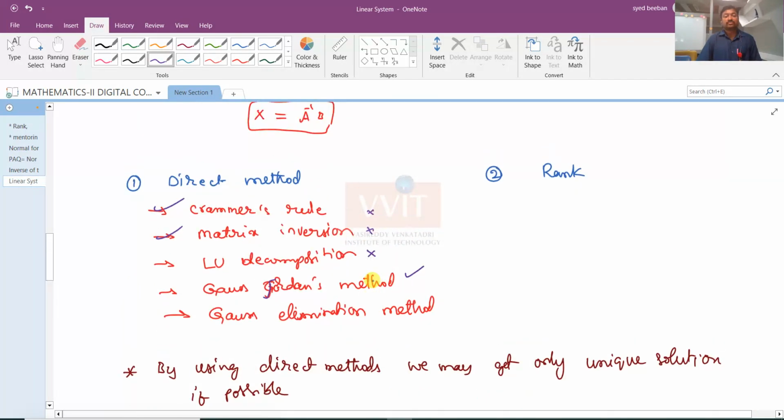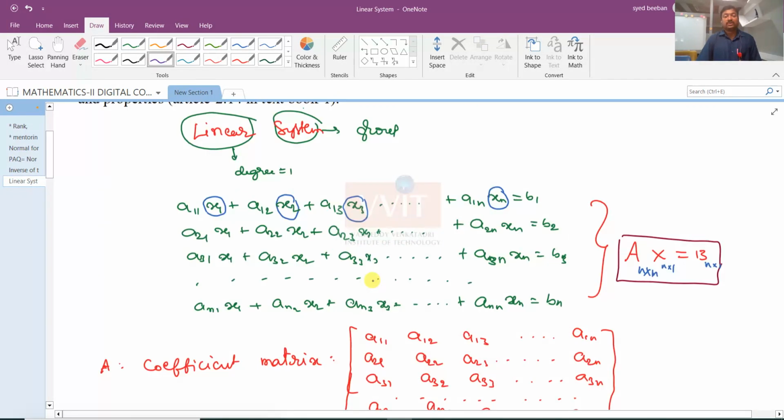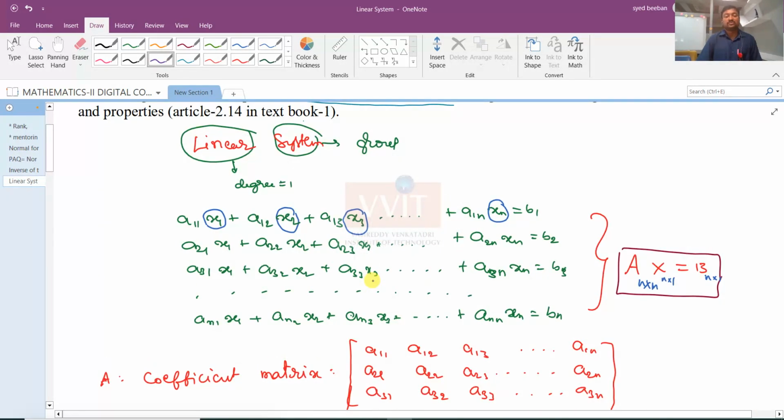In today's topic, I'm going to discuss a linear system. What exactly is a linear system? Linear means the degree is 1, and system is a group. So here I'm writing a group of equations. Actually, we are supposed to write a linear system of equations.